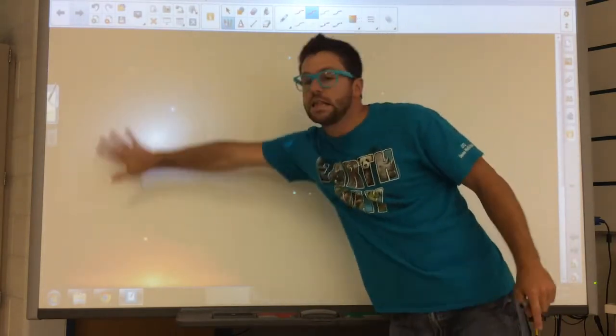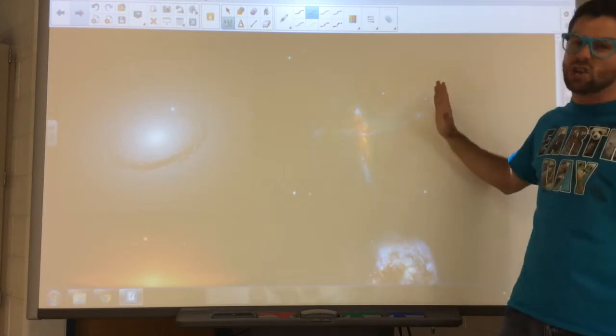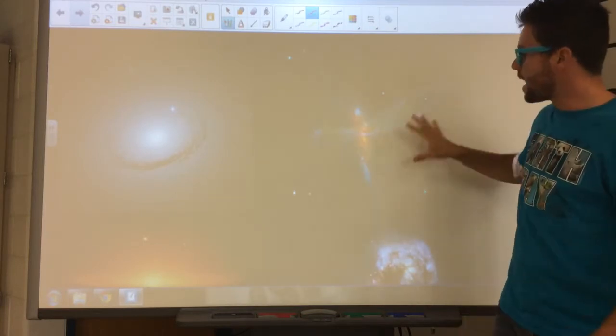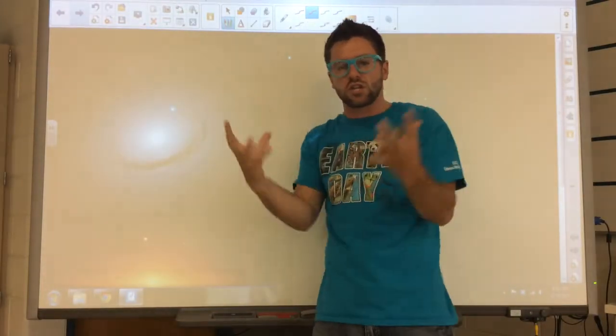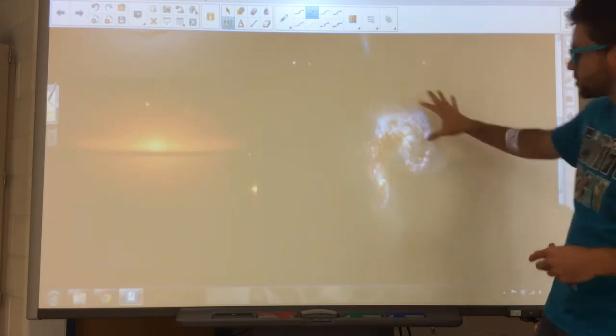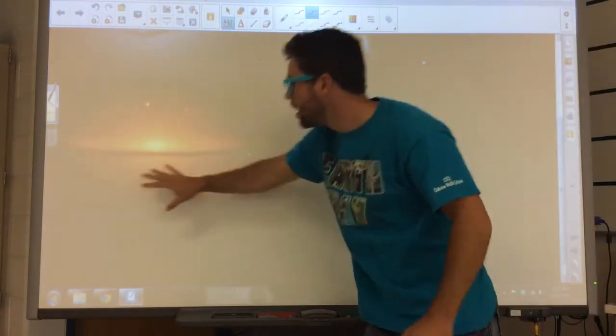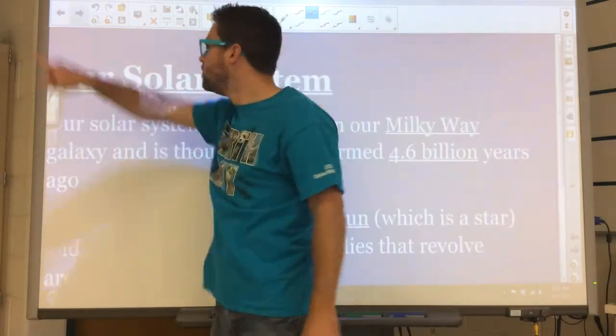Here's a picture of an elliptical galaxy. Here's an irregular. I know it's hard to see. Sorry. Google it. Look it up. Irregular, so no apparent shape. This is kind of a circular, almost a dome type galaxy. Here's another irregular one. Here's another elliptical one. All right. Moving on.